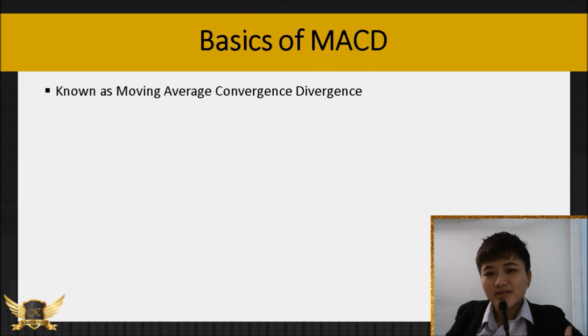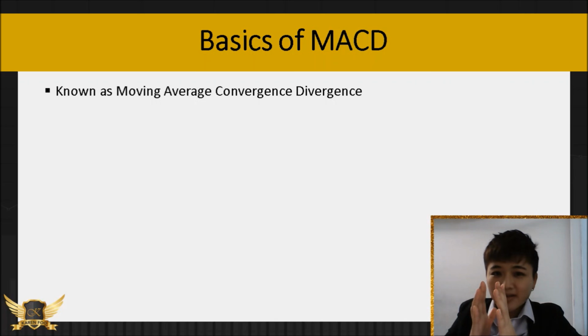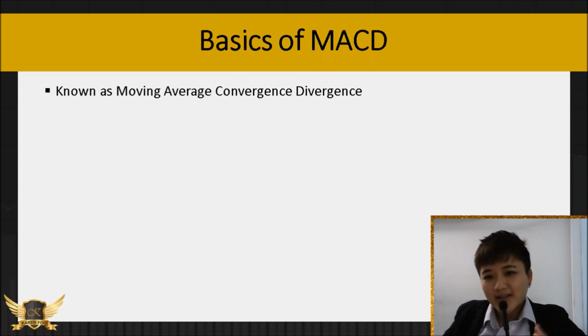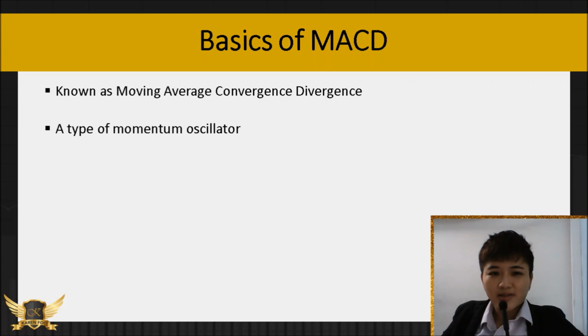So what is convergence? Convergence really means that when things are coming together, that's when it is converging. When things are going apart, then it is called diverging. And MACD is actually a type of momentum oscillator. There are many types of oscillators out there that you can use, but MACD is one of the more unique ones because some people say that MACD is a leading indicator, some people say that it's a lagging indicator, and because of that you can use it for many different purposes. You can use it differently, you can use it on different time frames.